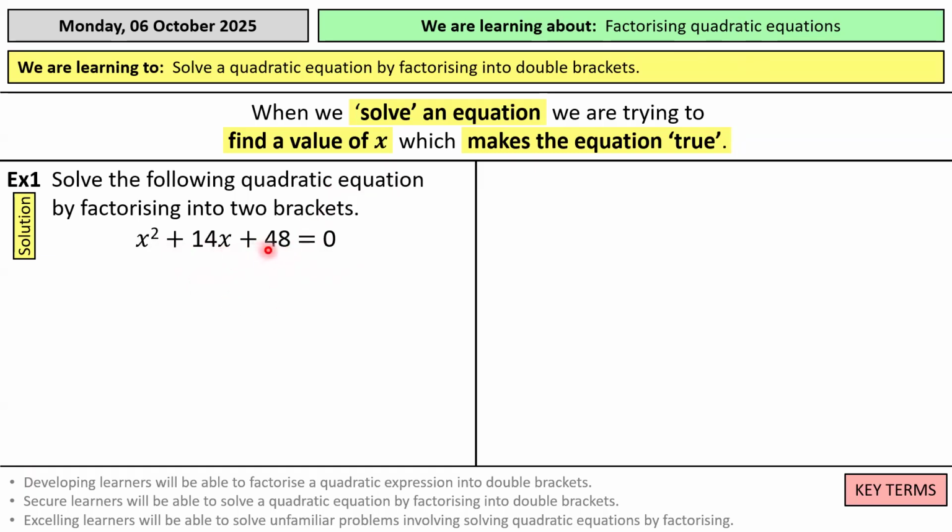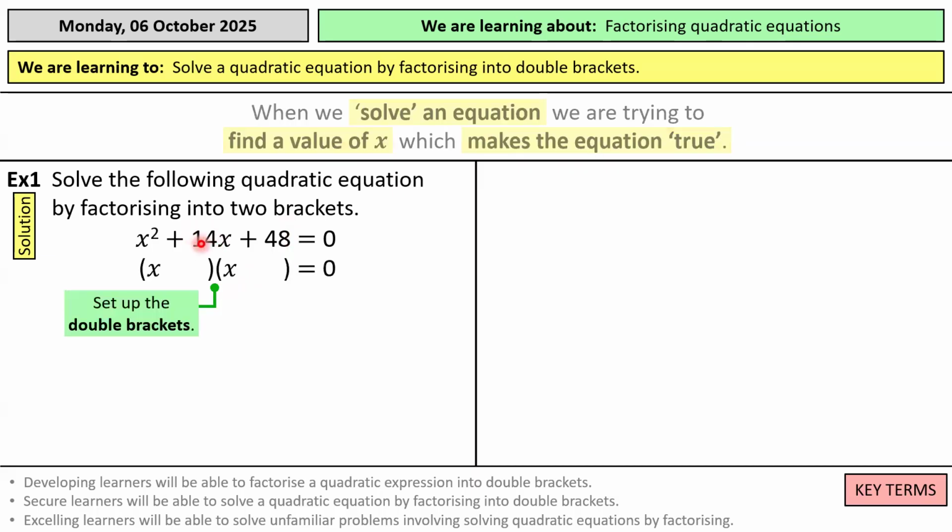We can see that the constant term here is 48 and the coefficient of x here is 14. So we should look for two numbers so that when you multiply them, you get 48, and when you add the same numbers, you get 14. First, you can set up the double brackets this way. And we should know what these numbers are. We're going to write them here.